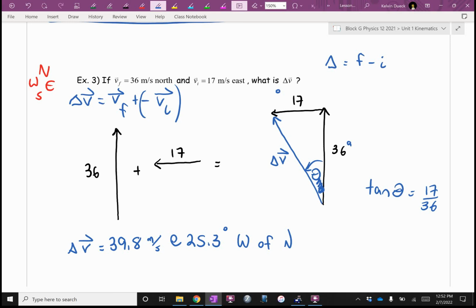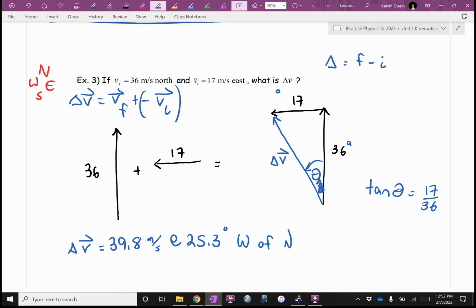So I got 39.8 meters per second magnitude, 25.3 degrees west of north. Now, if you missed that this was subtraction, because you didn't remember that change in anything is final minus initial, if you added these, you would have got 39.8 degrees east of north.